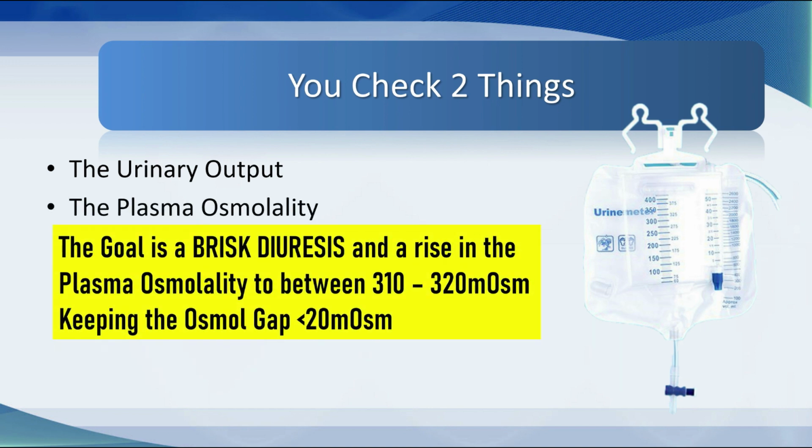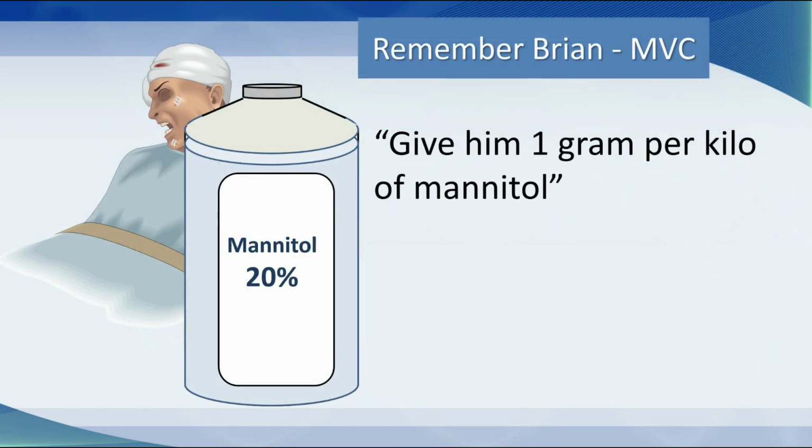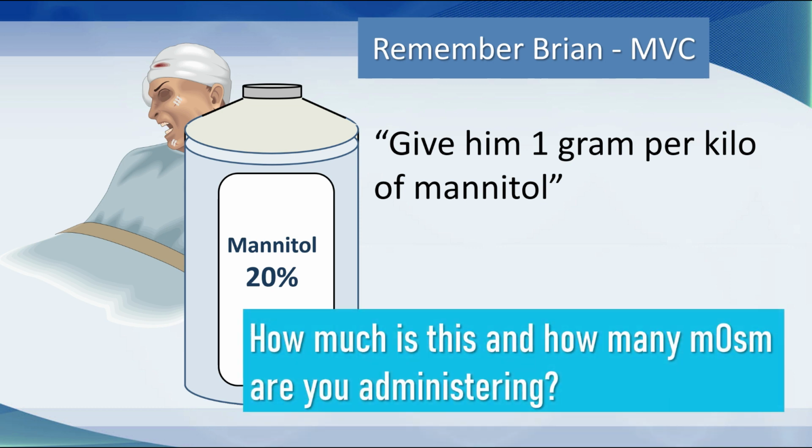You check two things here: the urinary output, which should be quite dramatic, and the plasma osmolality. The goal is a brisk diuresis and a rise in the plasma osmolality to between 310 and 320 milliosmoles, keeping the osmol gap to less than about 20 milliosmoles. So in terms of Brian and his 1 gram per kilo of mannitol, this is 20% mannitol. How much is in this and how many milliosmoles are you going to administer?